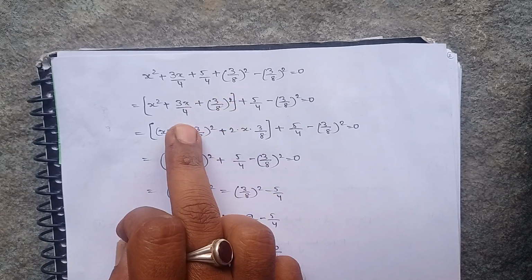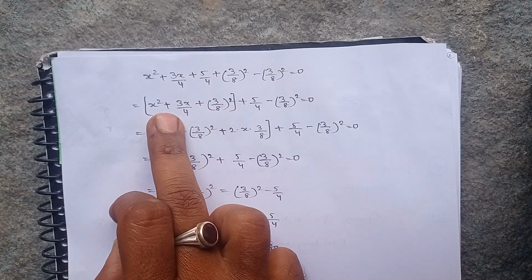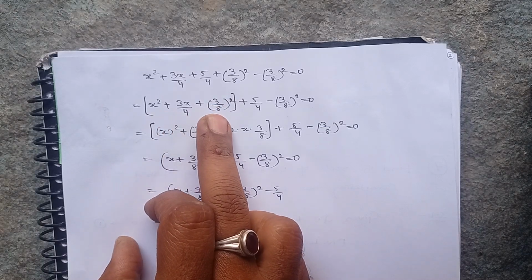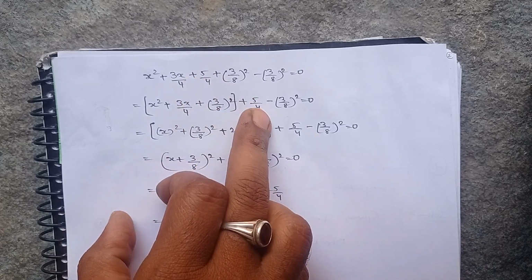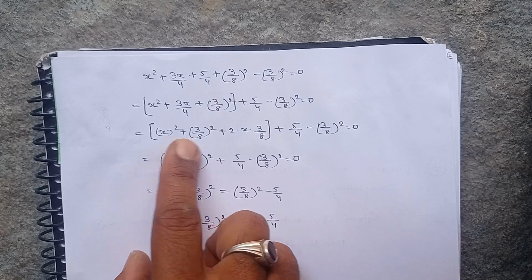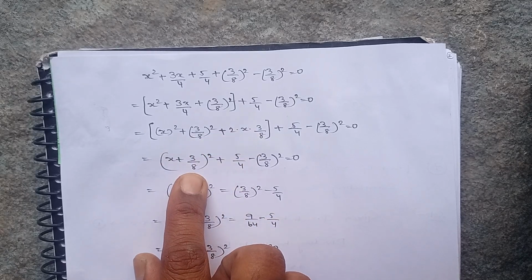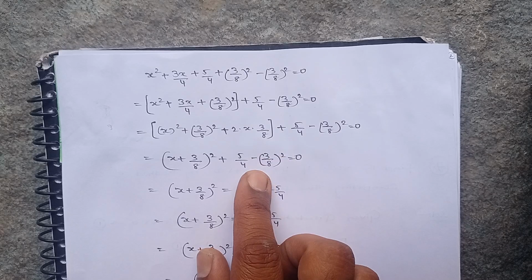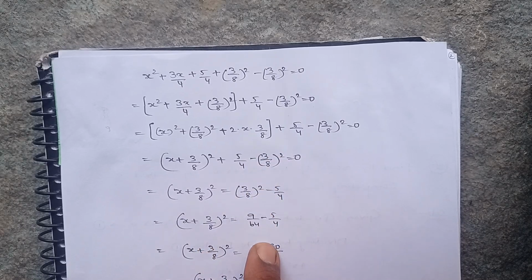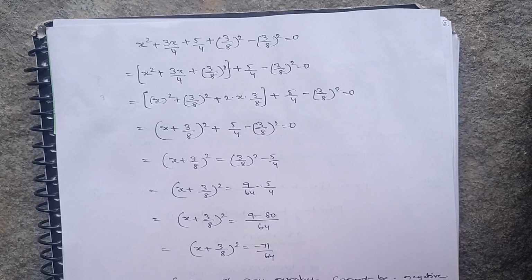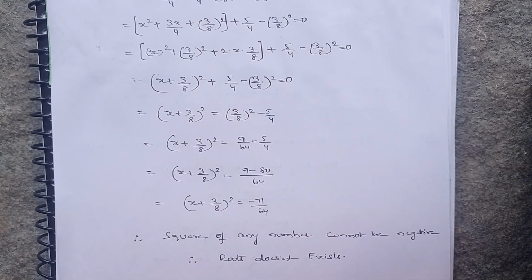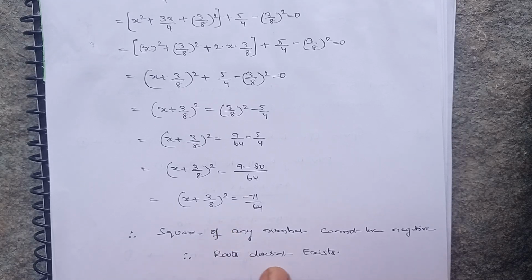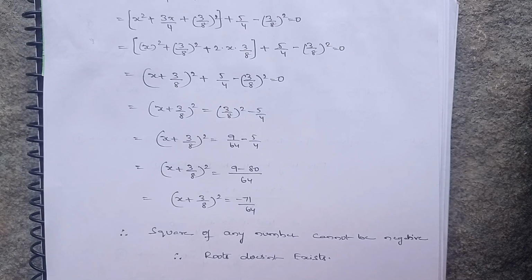Now x square plus 3x by 4 plus 3 by 8 whole square. Take this 5 by 4 to the other part. Now if you simplify, this is the a plus b whole square formula, students. This one if you simplify, we get minus 71 by 64. Therefore we are getting a negative term. A square of a number cannot be negative, right? Therefore roots do not exist for the given equation.